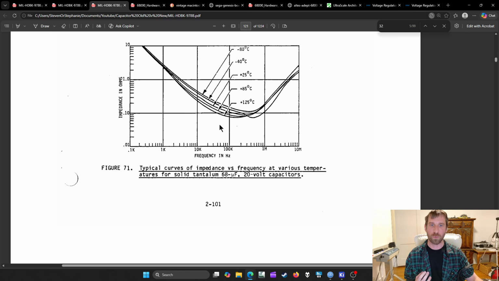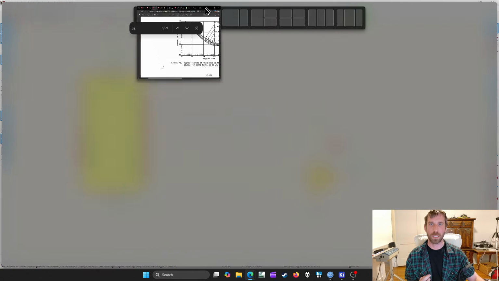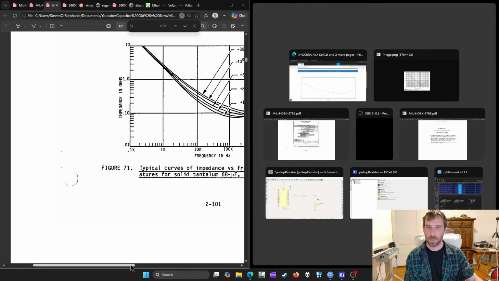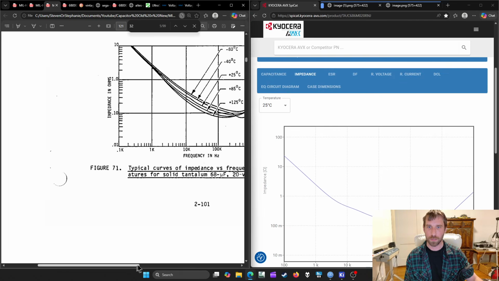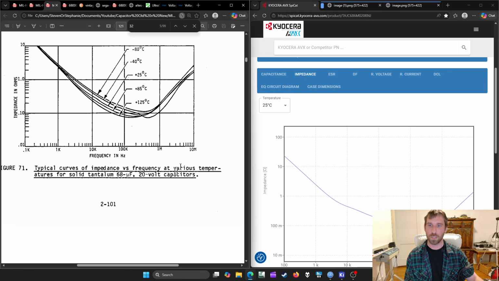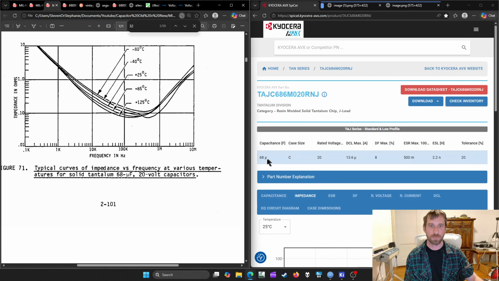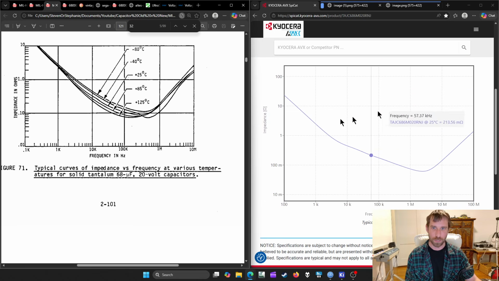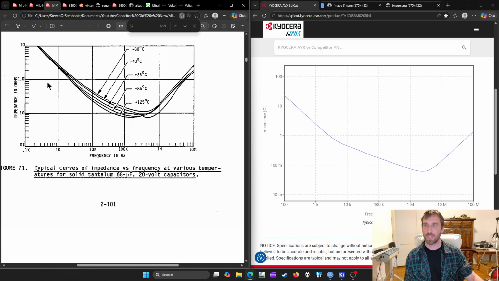Just for reference, let me see if I still have it. Here, let me go on the left side, and then on the right side, we're going to go here. 68 microfarad, 20 volt, 68 microfarad, 20 volt. Also tantalum, except this one's surface mount, obviously. This one would have been through hole. What I want to do just to show this real quick is go straight to the right of the graph. At 10 megahertz, impedance is in the neighborhood of 2 ohms.